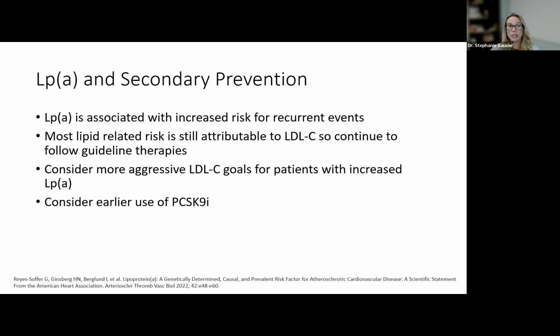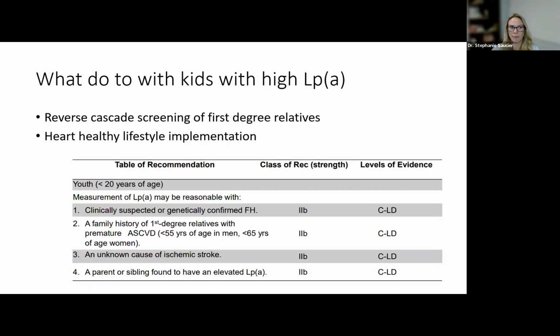Now, as I mentioned before, we still don't have all of the answers. So what about Lp(a) and secondary prevention? We know that lipoprotein(a) is associated with an increased risk for recurrent events, and that most lipid-related risk reduction is still attributable to LDL-C. So we still recommend continuing to follow guideline therapies, consider more aggressive LDL-C goals for your patients who have increased Lp(a), and consider earlier use of the PCSK9 inhibitors based on the data that I illustrated earlier on.